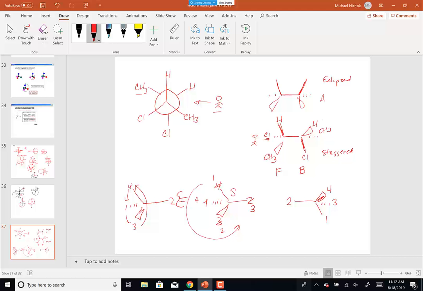How about the right hand carbon? Is 4 pointed away from me? No, in this case I might want to grab 2 and move 4 into 3, 3 into 1, 1 into 4. So now what do I end up with? I end up with a 1 on top, a 4 there, a 3 there. So going now from 1 to 2 to 3 is? Yes. So it's counterclockwise. So the front carbon's configuration is S, the back carbon's configuration is S.